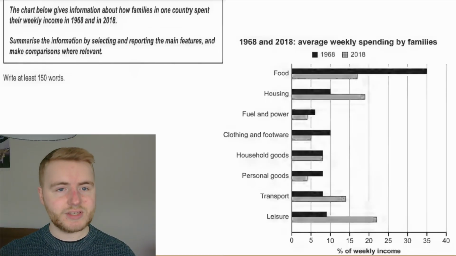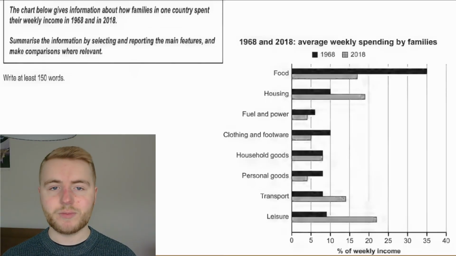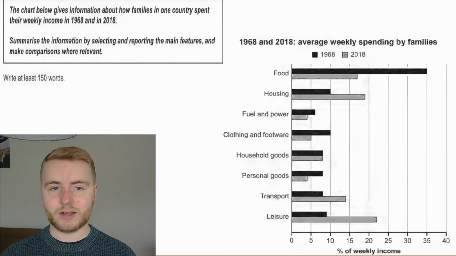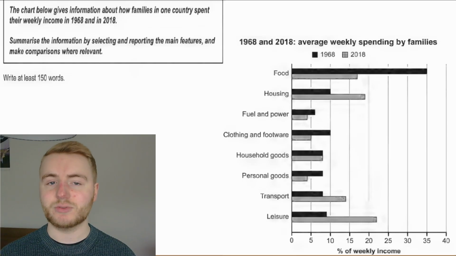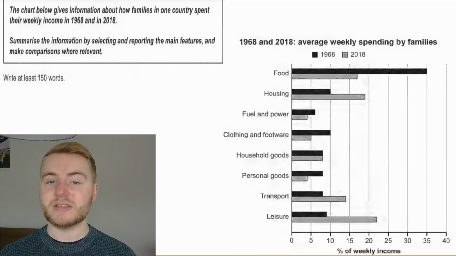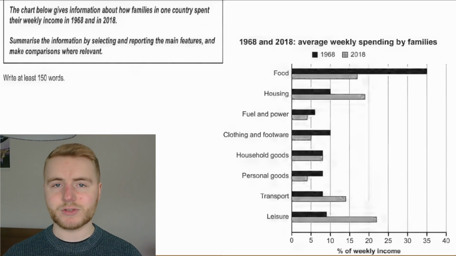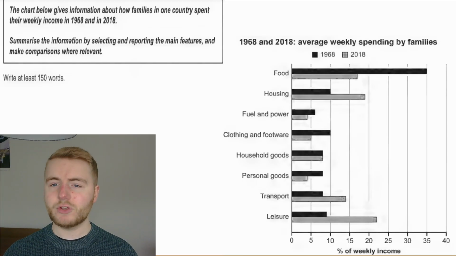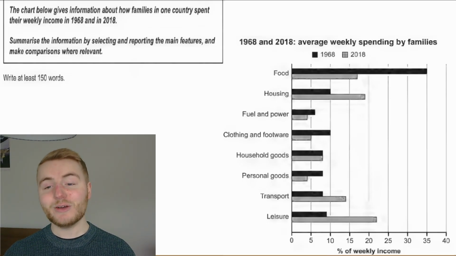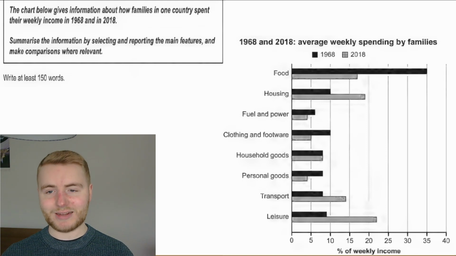Okay, you can see it says the chart below gives information about how families in one country spent their weekly income in 1968 and in 2018. We then have to summarize that information by selecting and reporting the main features, and lastly to make comparisons where relevant. So you would look at this here. Hopefully, can you remember what type of graph this is? Can you remember the name for it in English? We call it a bar chart in English.